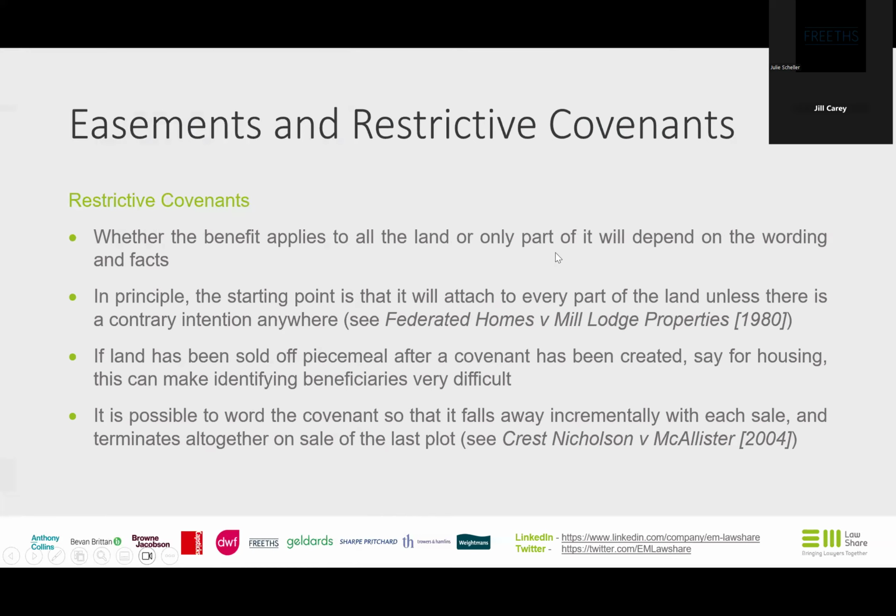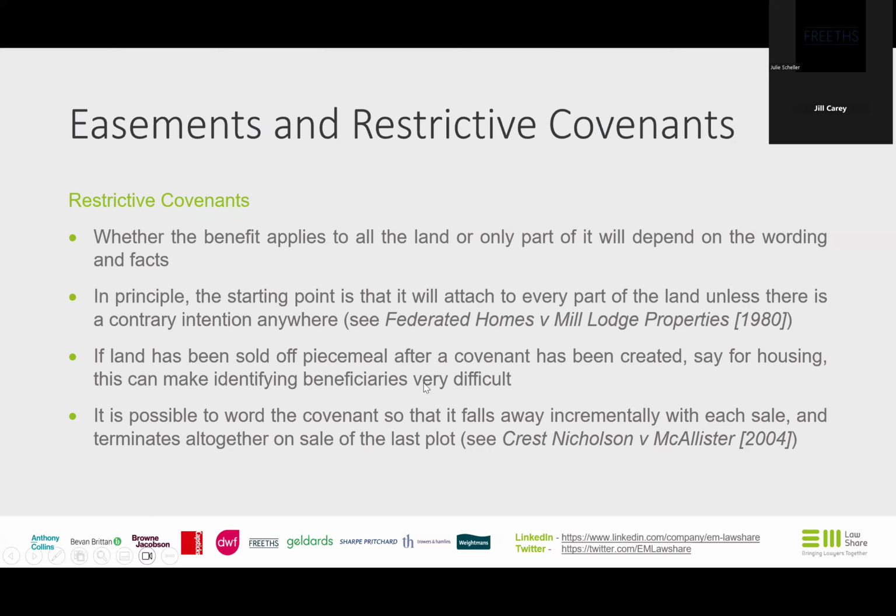Whether the covenant applies to all the land or only part of it will depend on how it's worded and the circumstances. The starting point, though, is that it will be found to attach to every part of the land, again, unless there's anything specific in the documents. So the question of whether you might have said it's to benefit the garden only would be something that you would expect to see in there. But overall, the starting point will be the whole land gets the benefit unless you can prove that that wasn't the case. And you can see that can make things quite difficult in some circumstances.